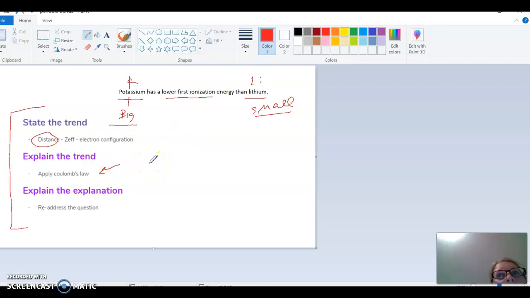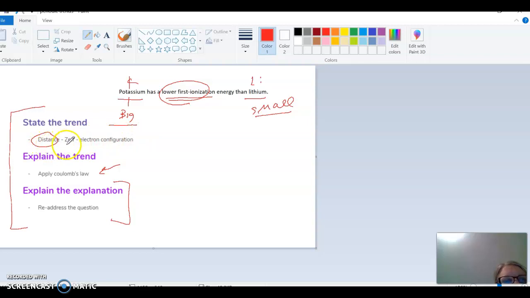According to Coulomb's law, a greater distance corresponds to a lower attraction between the nucleus and the electron. Now I'm going into this part here. A lower attraction means you have a lower first ionization energy. I hope you can see how I've kind of tackled this. You're stating the trend, explaining the trend kind of thing.